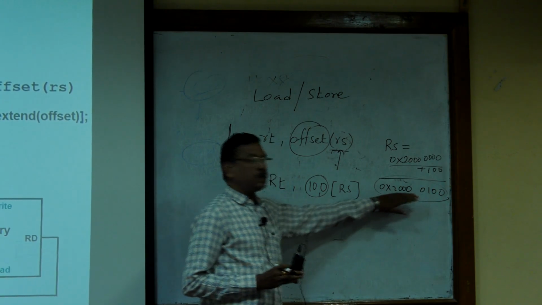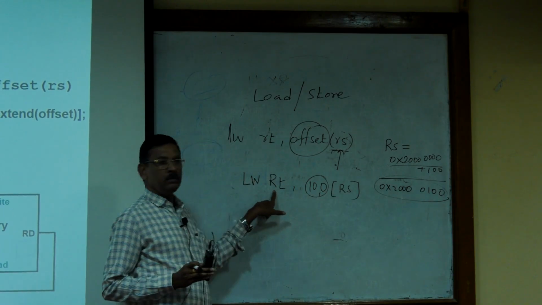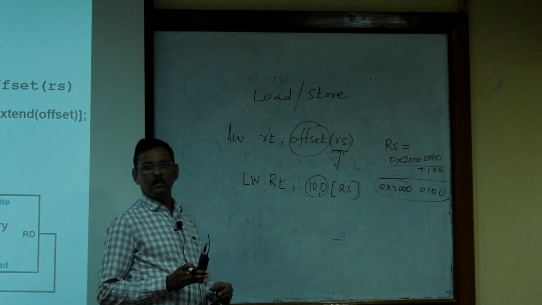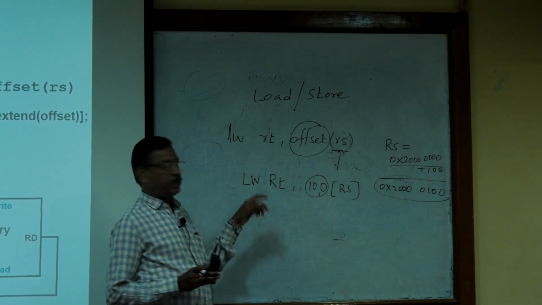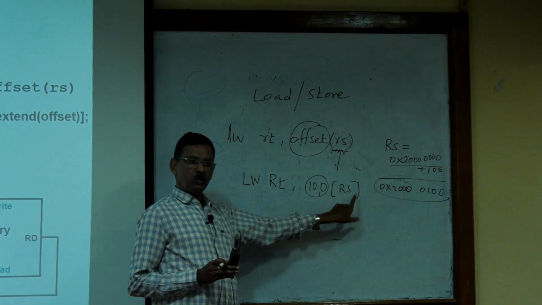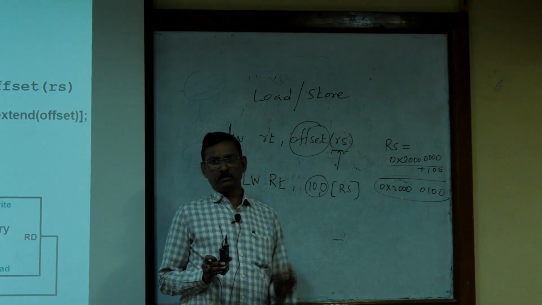From this address there will be data, and that data is copied and stored into the RT register. RT is the destination and RS is the source here, but this source register indicates the base address of the data.